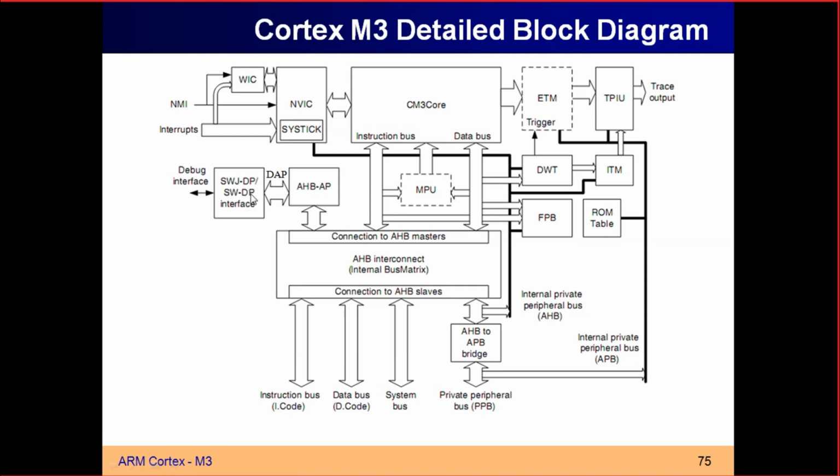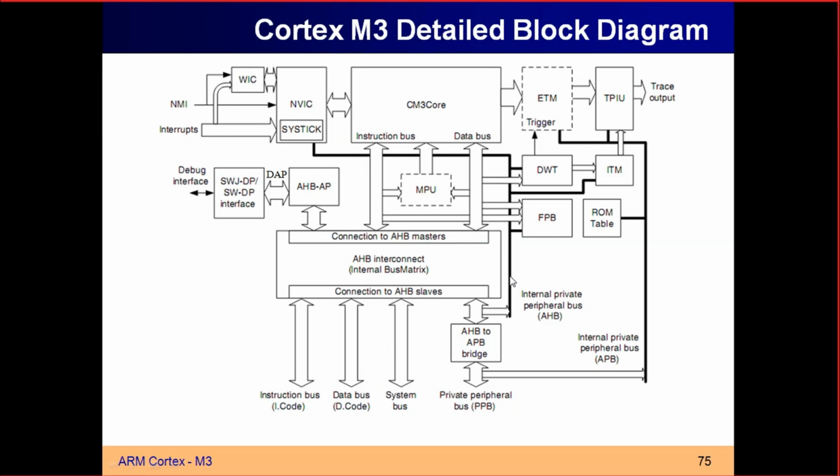Yes. So two types of debug ports are there. One is the serial wire debug port. Another one is the serial wire and JTAG debug port. So it is used for connecting the debug interface. It will be connected to the AHB access point through something known as the debug access port. So the debug access port is controlling this, right? So there is one debug access port, the instruction bus, and the data bus.